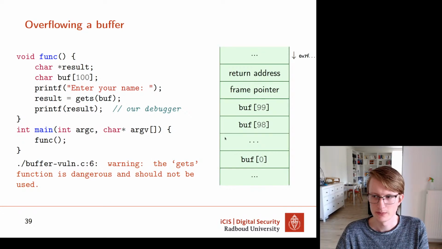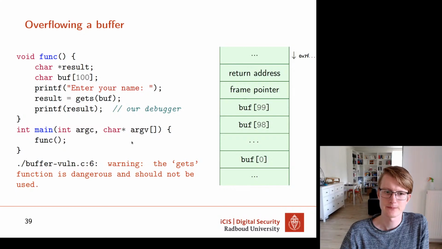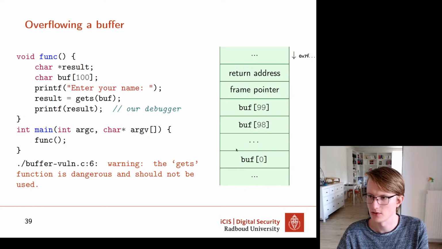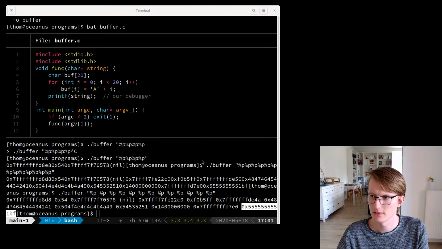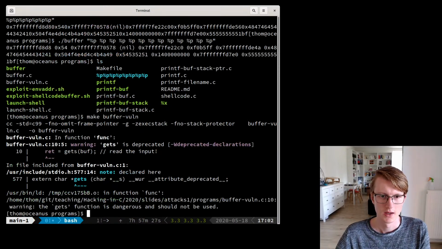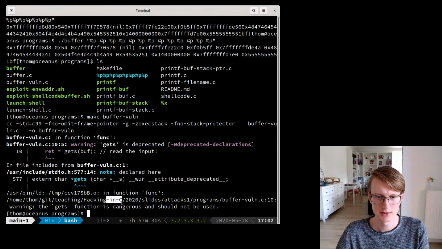So if you compile this, we will get a fun warning. The gets function is dangerous and should not be used. I can also do that here. What was this program again? Bufferville. In function func, gets is dangerous and should not be used. It also tells here that it's deprecated and very scary and stuff like that.